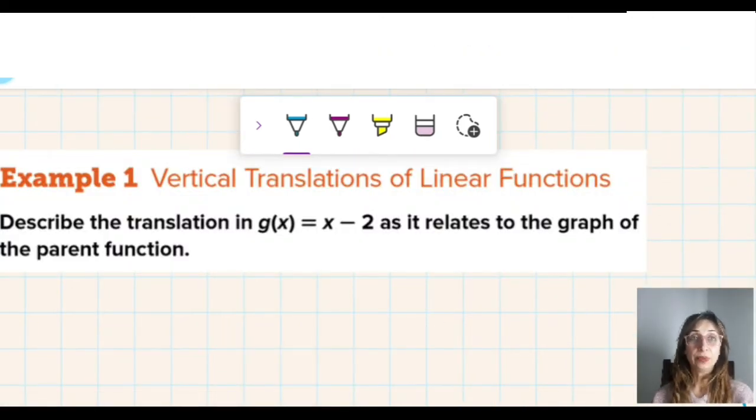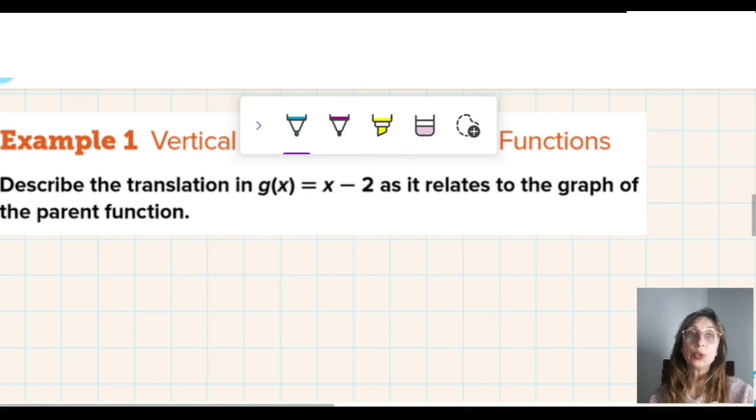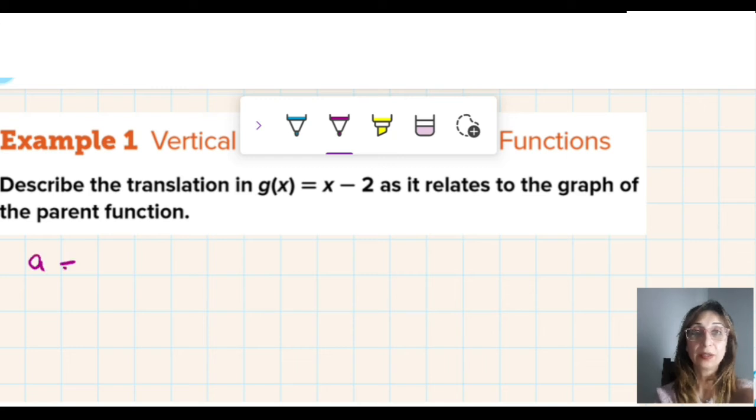Describe the translation in g of x as it relates to the graph of the parent function. I will let you do it easily. The first thing you do to make it easy is write what is a, what is h, and what is k from the transformation function given to you. a is always the number that is multiplied by x. We don't have a number here before x. This means that a equals 1. So if a is not there, a equals 1.